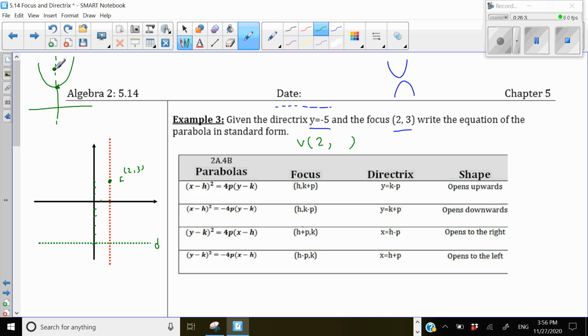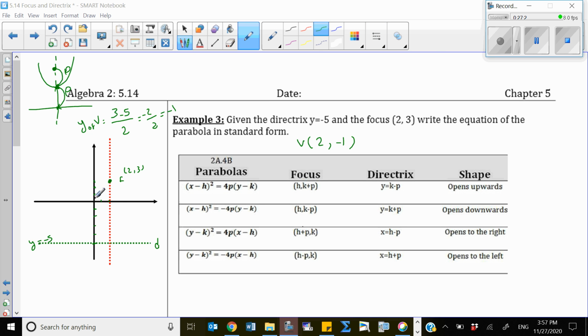Once again, I know that the distance between vertex and focus is p, and this one also is p. So vertex is the midpoint of directrix, this point, and the focus. So I just need to find a midpoint. This time I'm going to take the y values 3, and the y of this one is -5. 3 and -5 divided by 2 will be -2 divided by 2, which is -1. So this is the y value of vertex. 2 and -1. So at 2 and -1, I'm going to have the vertex, and I know that the graph is going to be something like this.